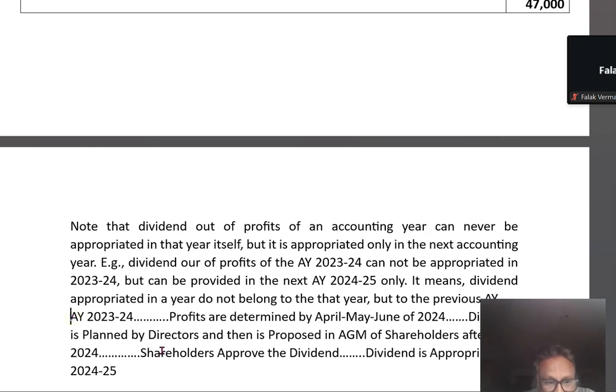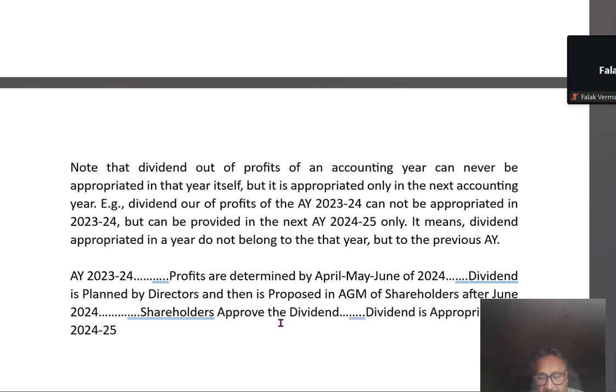This is the timeline, guys. Let's say we are talking about an accounting year 23-24, profits of which are determined by April, May, June of 2024. It means profits of 23-24 can never be found in that year itself. It is always found after the year is over, maybe in the month of April or May or June.